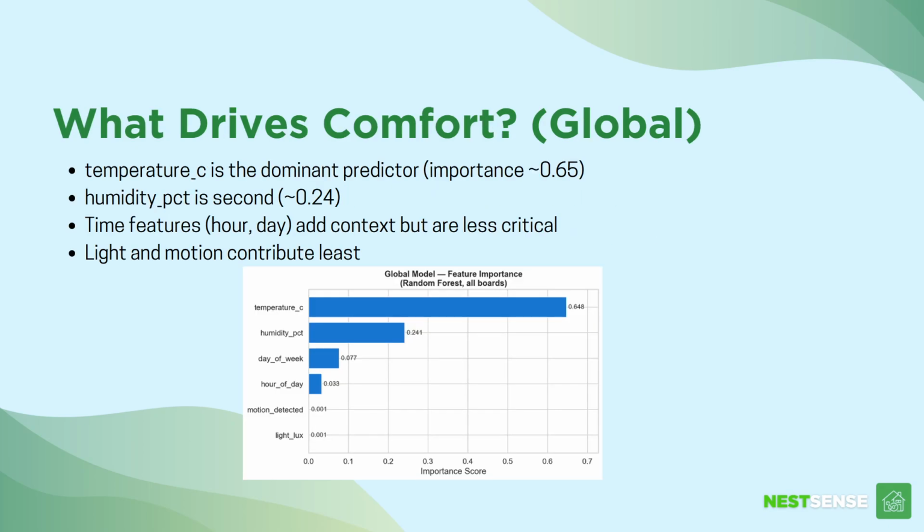What drives comfort globally? Temperature is the dominant predictor at about 65%, and humidity is second at about 24%. Time features and context are less critical. Light and motion contribute the least.